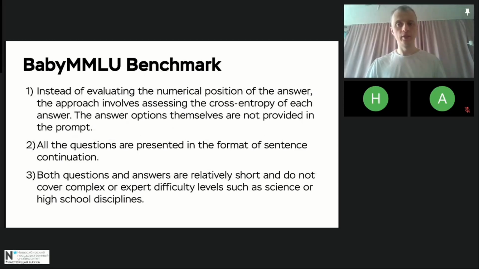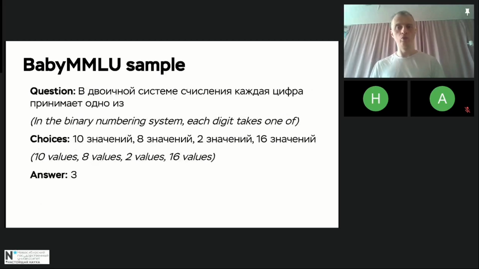Yes, in our case, we do completely different things. We put in the model just this question: in the binary numbering system, each digit takes one of, and that is all. And then we measure the cross entropy of different choices. So we add here 10 values, mask these values, and compute cross entropy for this continuation. Then we repeat this process, putting here different answers and measuring their cross entropy. And then we just select the answer with the smallest cross entropy.